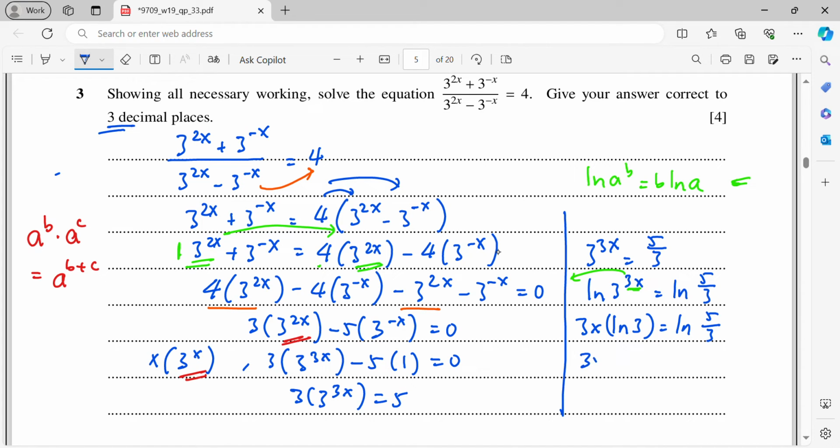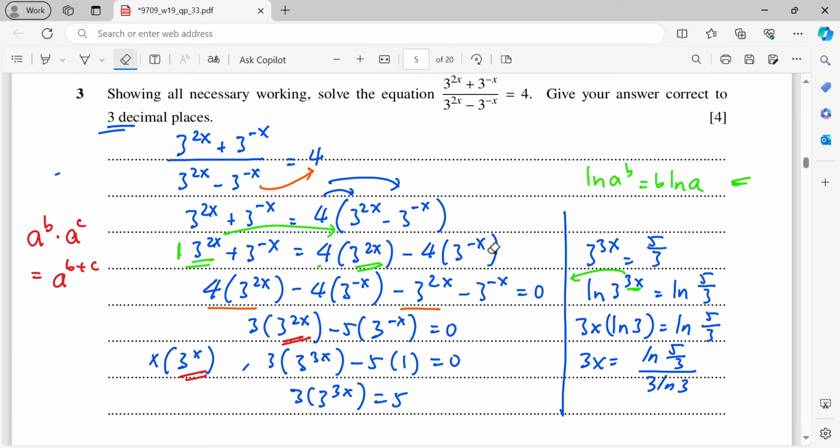And now 3x equals to the division, ln of 5 over 3 divided by ln 3. Then my 3 can be brought down as well. Therefore here my x is going to be 0.155. So that is the solution of this question number 3.